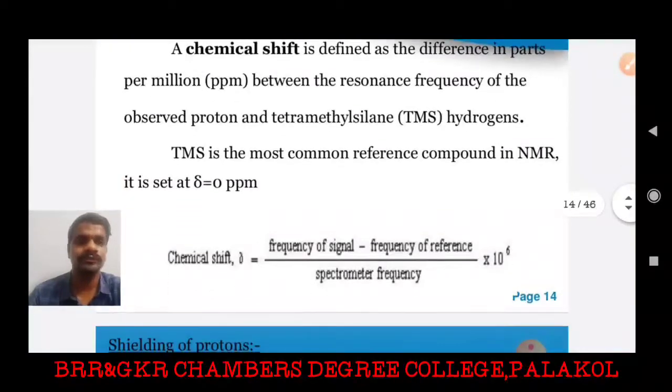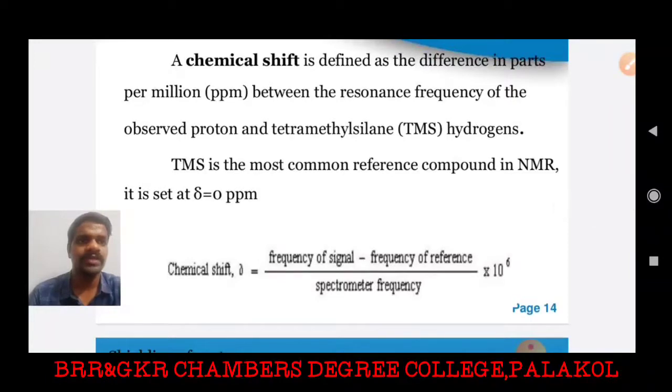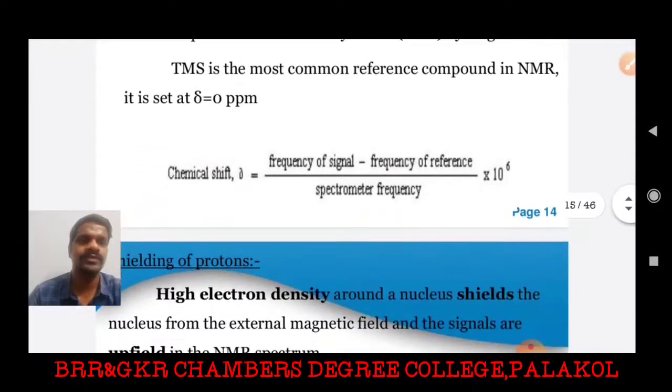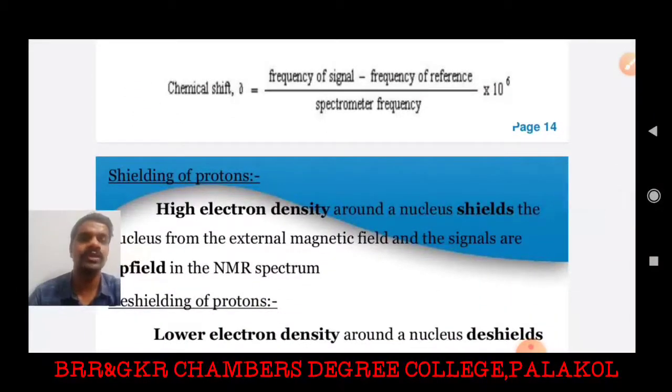So what is chemical shift? Chemical shift is defined as the difference in parts per million between the resonance frequency of the observed proton and tetramethylsilane hydrogens. TMS is the most common reference compound in proton NMR. It is set at delta equal to 0 ppm. So chemical shift is equal to the resonance frequency of the sample minus the resonance frequency of the reference, divided by the operating frequency, into 10 to the power of 6. Then we get the chemical shift value in ppm.